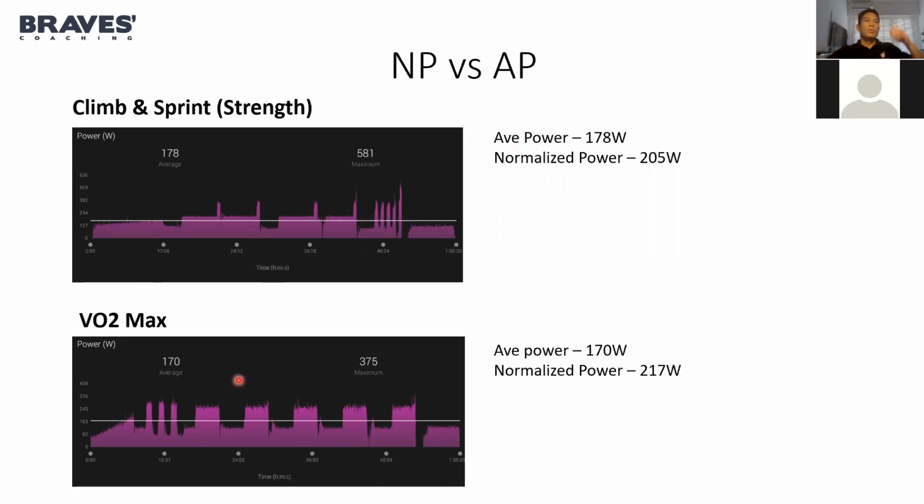Same for this VO2 max session. The average power takes into account the highs as well as the lows, your rest intervals. That's why it's a measly 170 watt average. Normalized, it comes out at 217. It's just stuff like that, good to know when you're looking at data. Look at normalized power over average power.